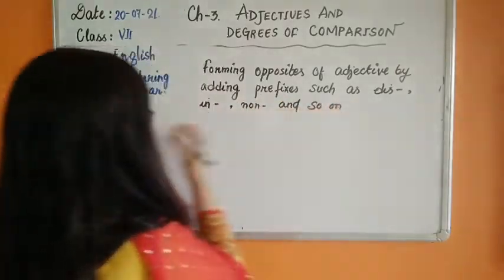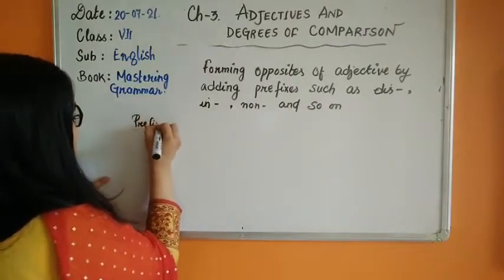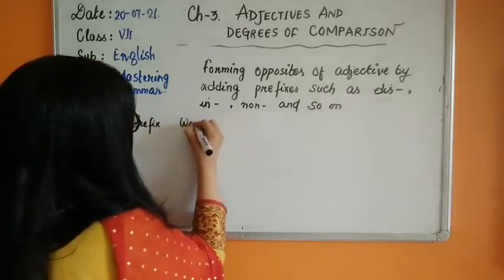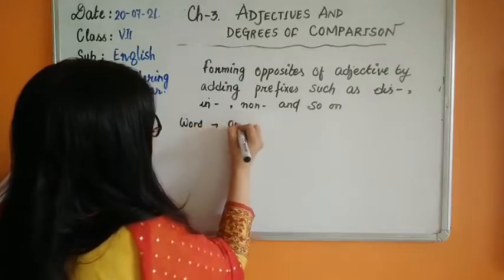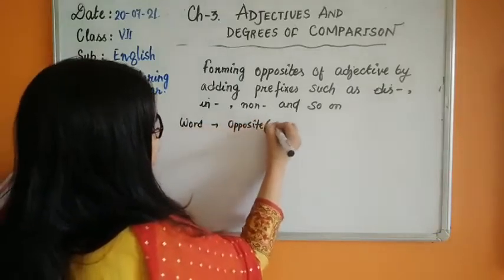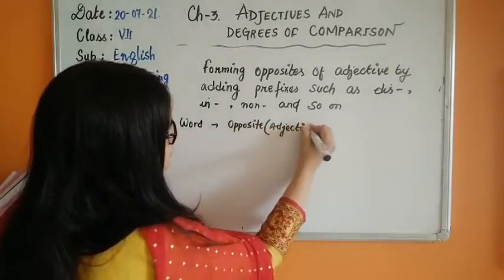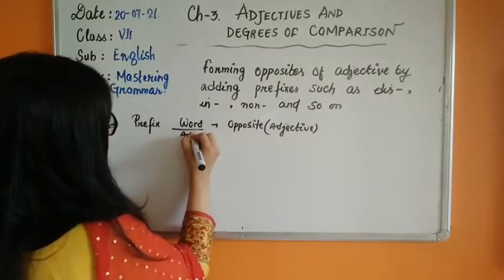So let's write here, on one side I am writing prefix, on another side I am writing the word, and then we will be forming the opposite adjective. Okay, this will also be an adjective only. This won't change the part of speech, it will remain an adjective.